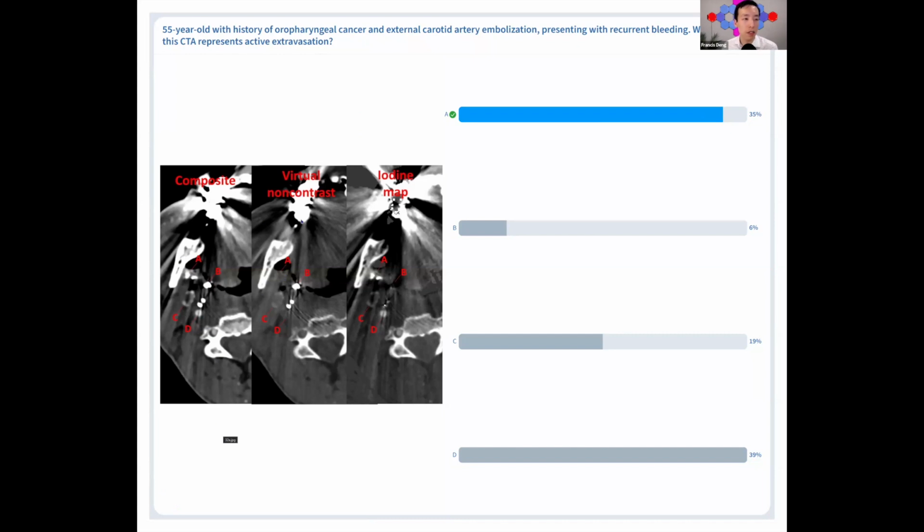On the virtual non-contrast, we see what was a high density has dropped out over here at A. And so this is likely contrast. We see that D has also dropped out, but this is a location that is normal and round. This is actually the internal carotid artery. So that's a normal vascular structure, so that's not the correct answer here.